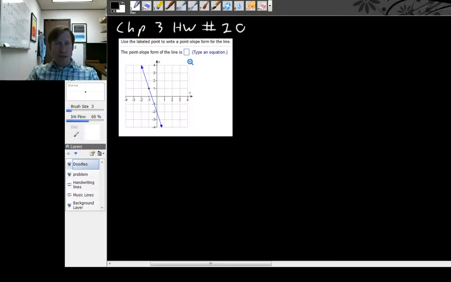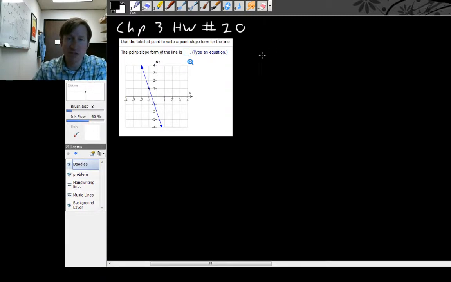I noticed that a few people had a little trouble with one of the homework problems from Chapter 3, so I wanted to show you how I would go about solving that problem. So here's the problem. It's number 20 from the homework. It's finding the equation of this line, and we're going to use the point-slope form.